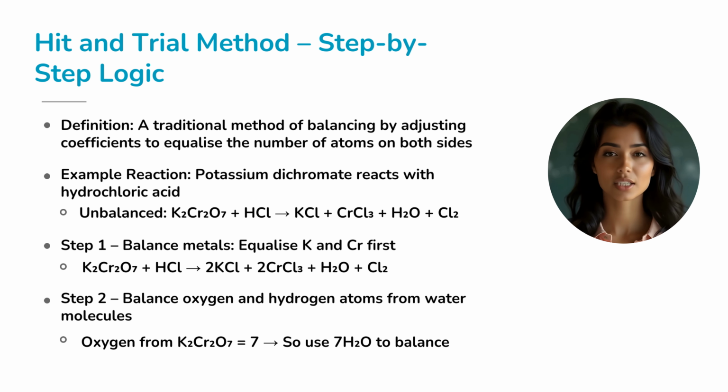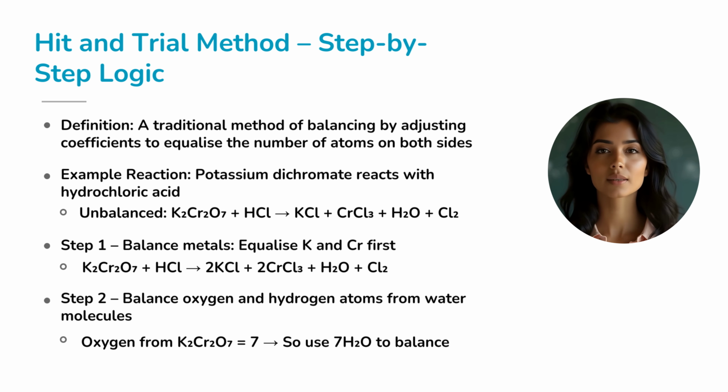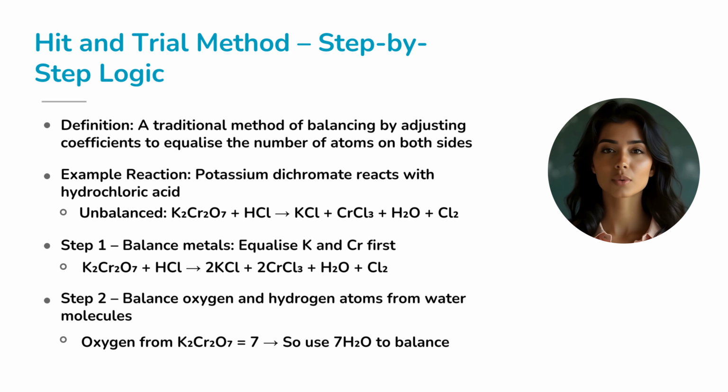To balance chemical reactions, one common approach is the hit and trial method. Let's see how it works. In this method, we adjust the coefficients, that is, the numbers placed in front of each compound, so the number of atoms of each element becomes equal on both sides. Let's return to our earlier reaction. K2Cr2O7 plus HCl gives KCl plus CrCl3 plus H2O plus Cl2.